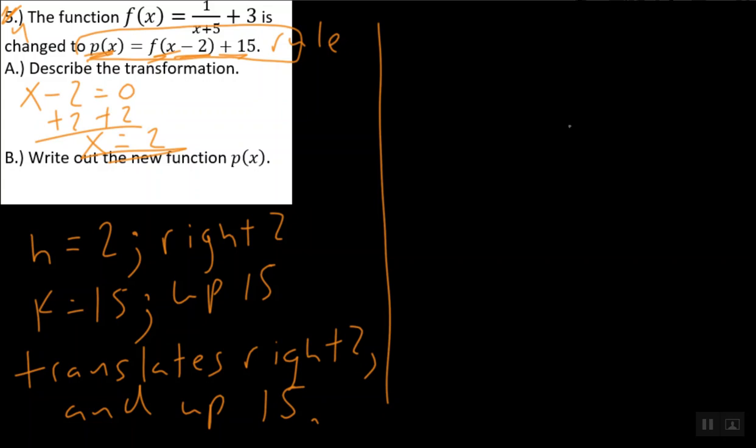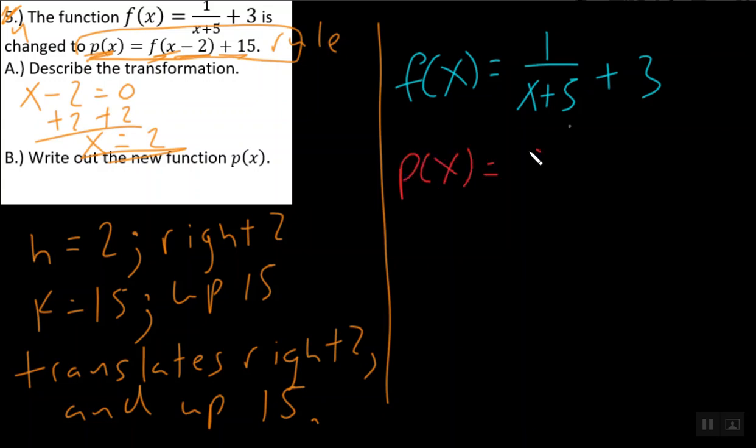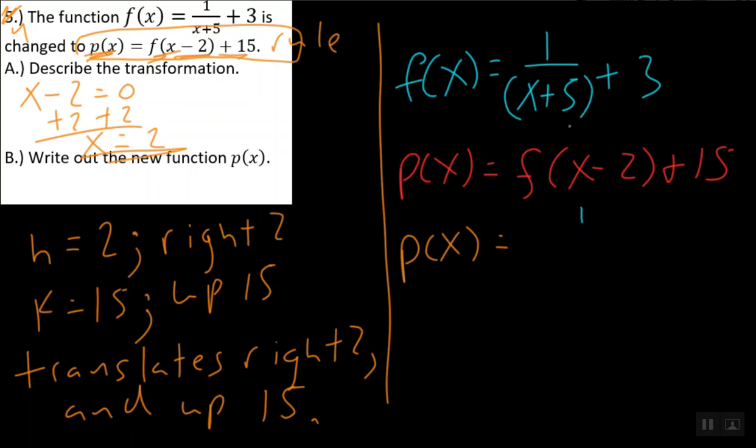So this is where it gets a little bit strange. This is what we call a rational function. Here it is 1 over x plus 5 plus 3. We see that our rule is this p of x is equal to f of x minus 2 plus 15. And so because this rational function looks a little bit different, the question should be, well, how in the world do we change it? Well, in a rational function, your grouping is actually in the denominator of this fraction.